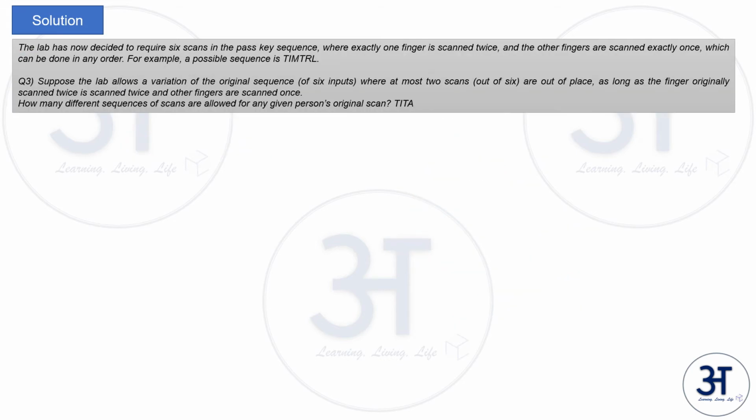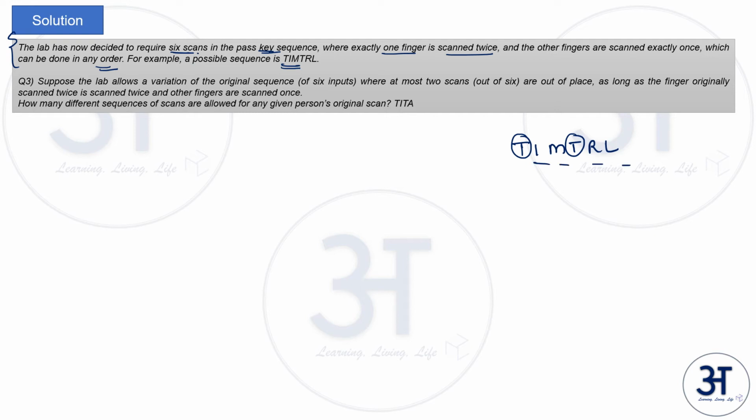There is extra information given for the third and fourth questions. Let us see what that is. The lab has now decided to require 6 scans in the passkey sequence, where exactly one finger is scanned twice and the other fingers are scanned exactly once, which can be done in any order. For example, a possible sequence is TIM, TRL. This means that any one finger can be scanned twice in any order, and all others have to be scanned once, right?